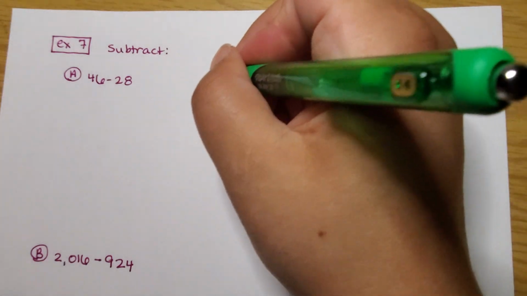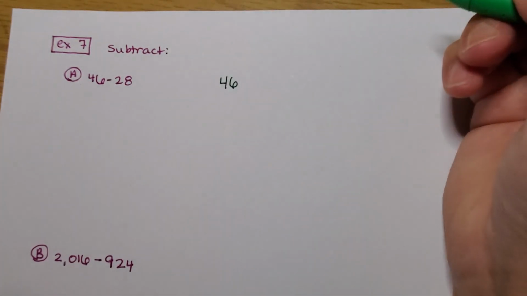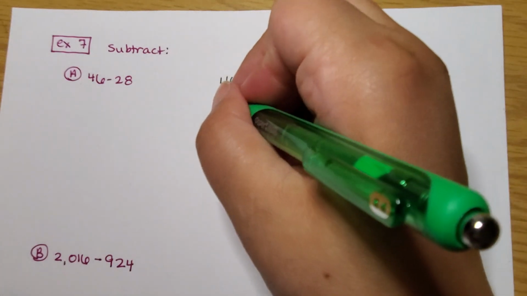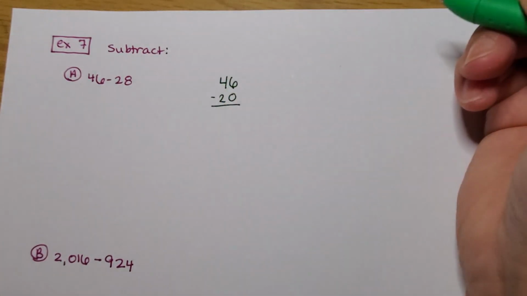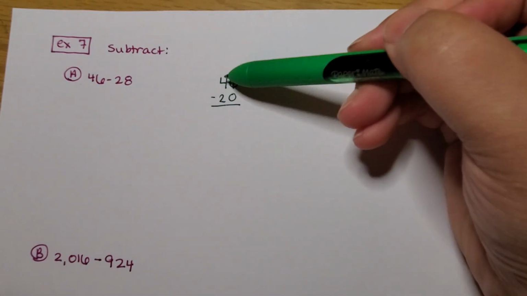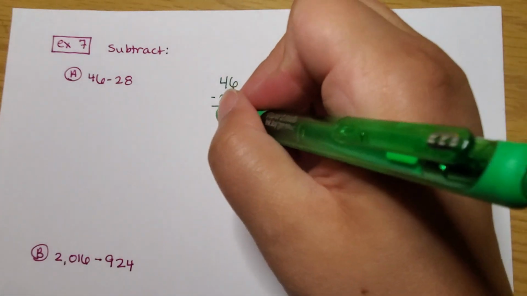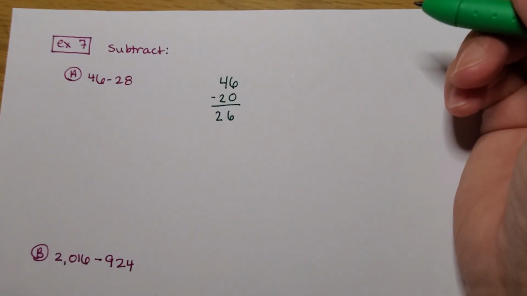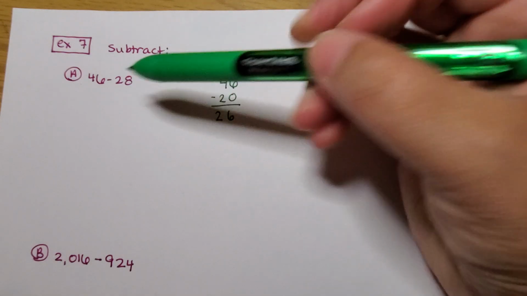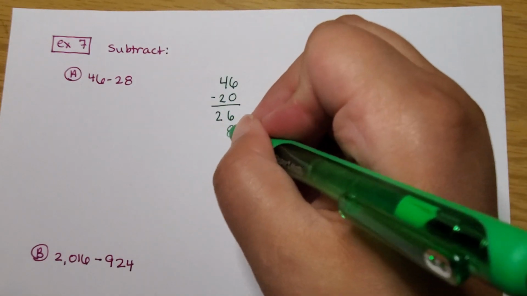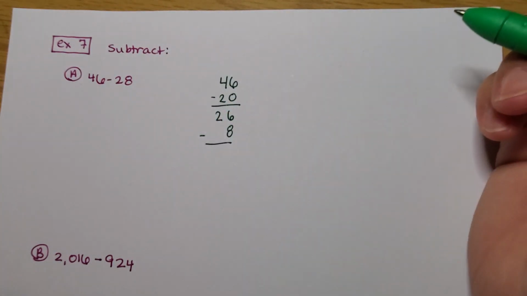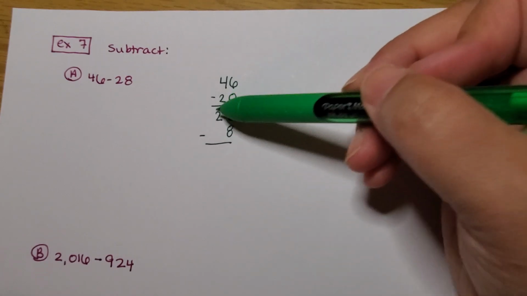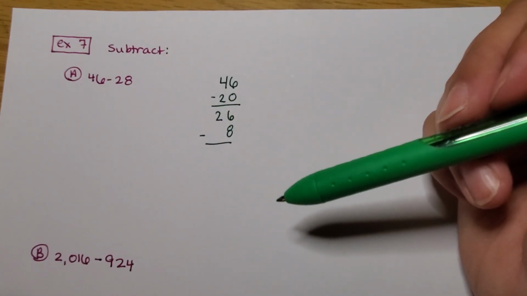So we start out with our 46 up top, and then the 2 is in the tens place, so we're going to take 20 away. So 4 minus 2 is 2, and then we can bring down the 6. Next, we're going to remove 8. So I'm going to use my counting down method here. So we have 26 and we're taking 8 away.